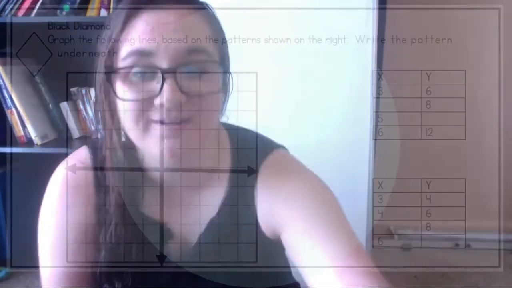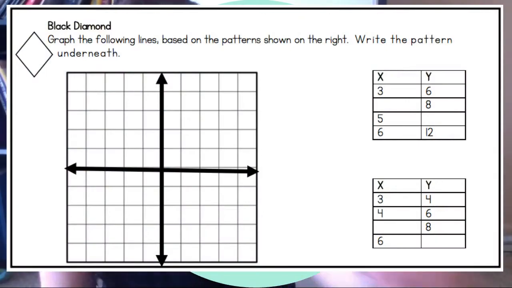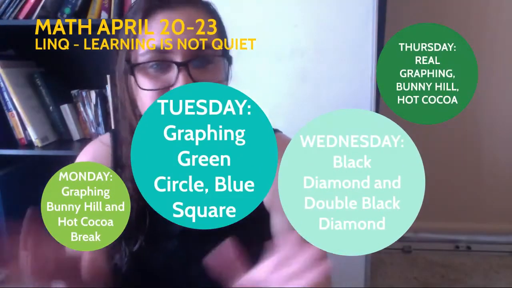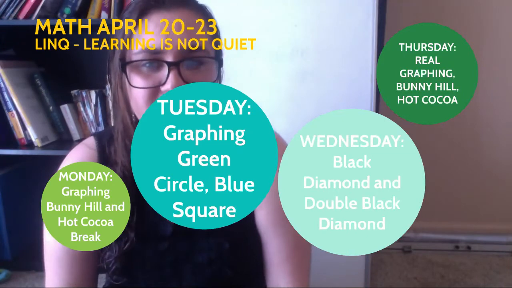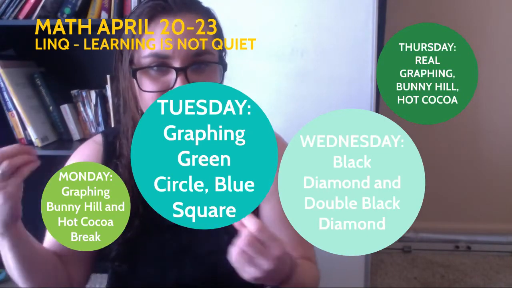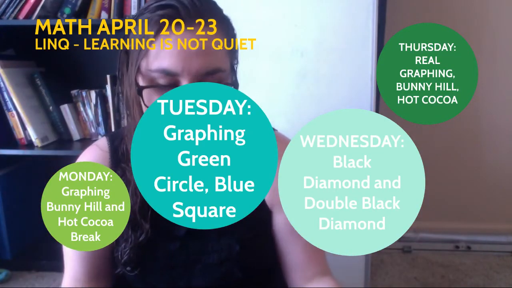So we are doing our black diamond, which you'll see up on our screen. Now, we're still focusing on graphing. We're just adding a whole other piece to this, which is going to be these graphing y-x tables.